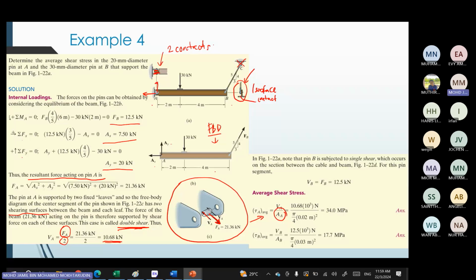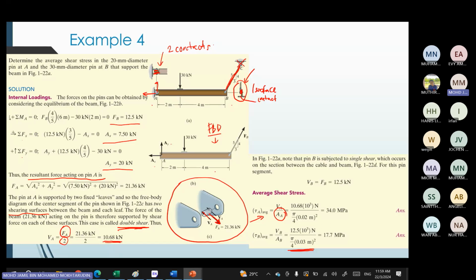Similar for FB, the pin at B only has one contact surface, so you divide by one area only. Sir, if the question says shear stress, it means we must find the stress at the support? And if it says normal stress, it is normally in the body, right? Normally like that.